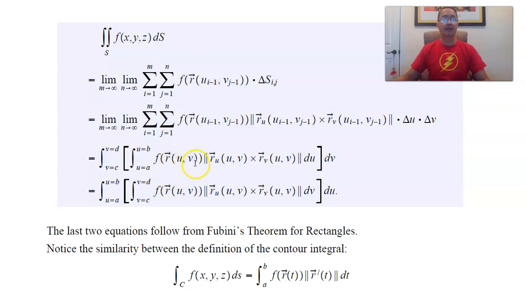You plug in your parametrization into your function, you take the cross product of the two partial derivatives, find their lengths, and then you can integrate. Notice also how this double integral sort of looks like the single integral for the contour integral of a scalar function f on a curve. r of t is still a point in space, but it's only controlled by one parameter, t.